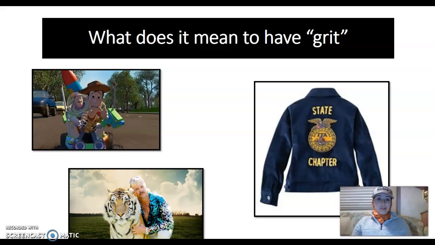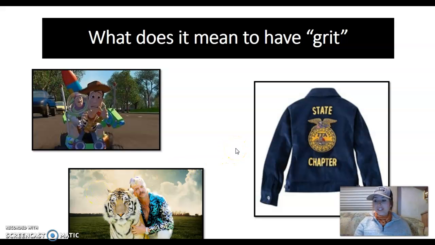Well, when I think about grit, I first think about Toy Story. Now, I know we're all pretty familiar with Toy Story. This little screen capture right here shows Woody after he just saved Buzz from a kid that stole him. Now that right there shows a lot of grit. Or we can also come down here, and this guy right here is the Tiger King, as we all know. He can show grit by going into a cage full of tigers.